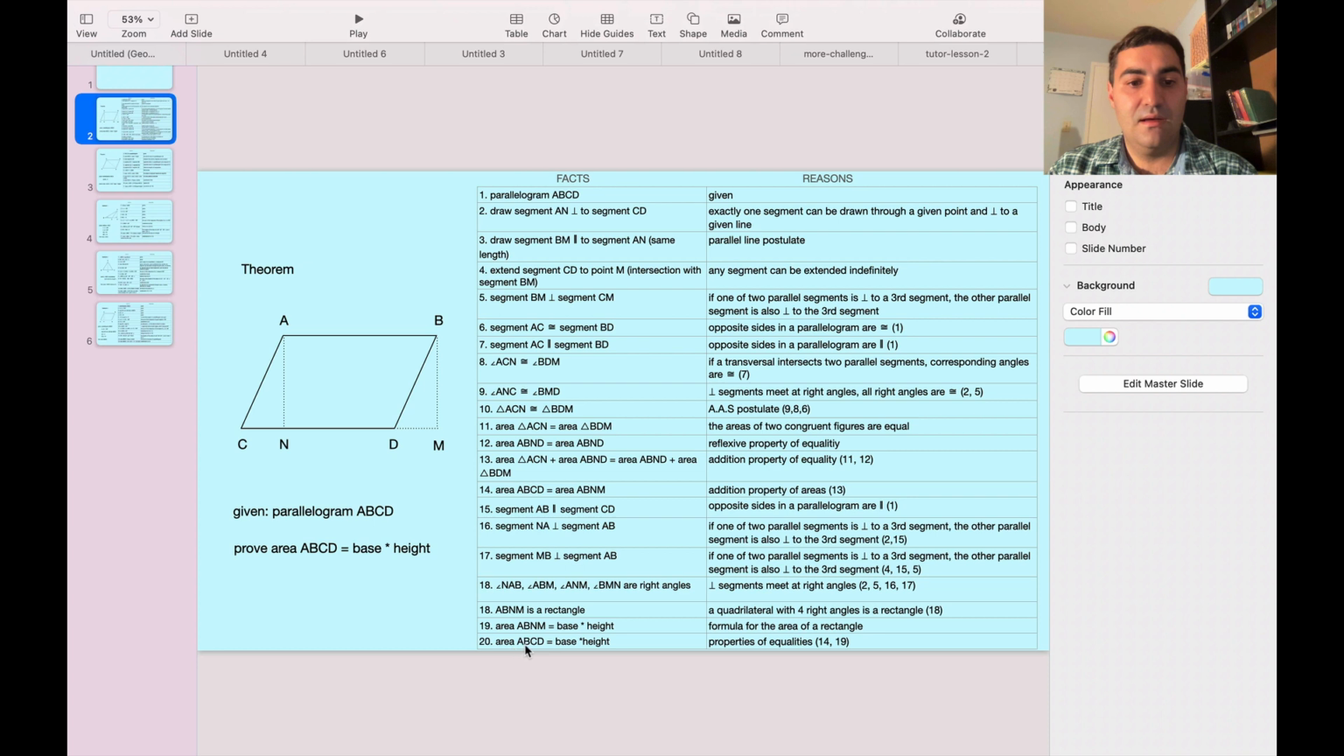So the area of parallelogram ABCD is going to be equal to base times height, which is the same formula as the area of a rectangle.